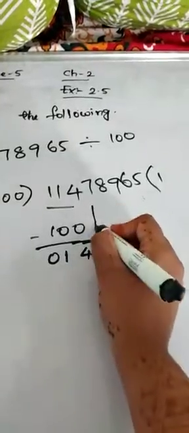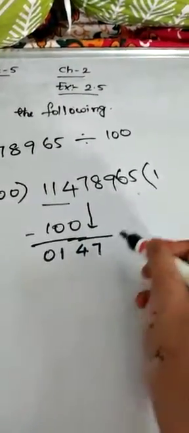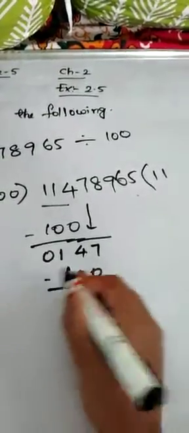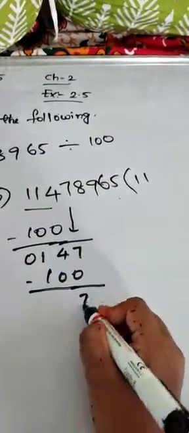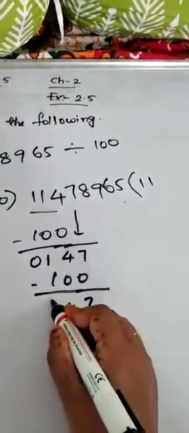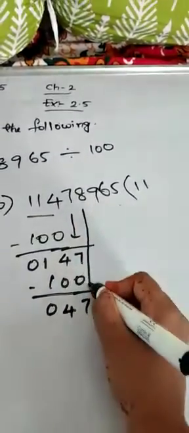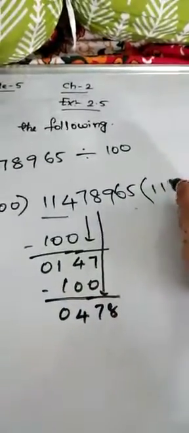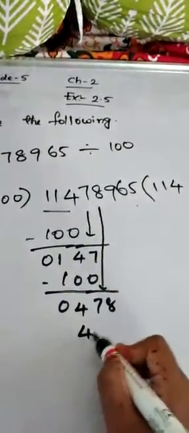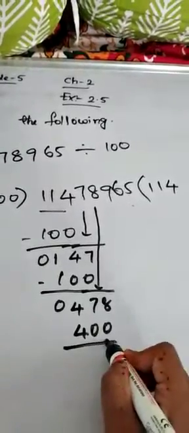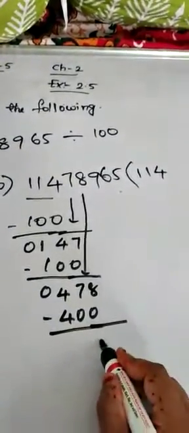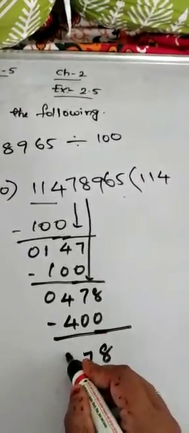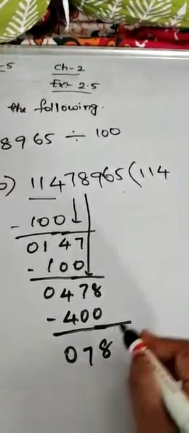So next number is what? Again 7. Again 100 ones are 100. 7 minus 0 is 7, 4 minus 0 is 4, 1 minus 1 is 0. What is the next number here? 8. So 100 fours are 400. 8 minus 0 is 8, 7 minus 0 is 7, 4 minus 4 is 0.